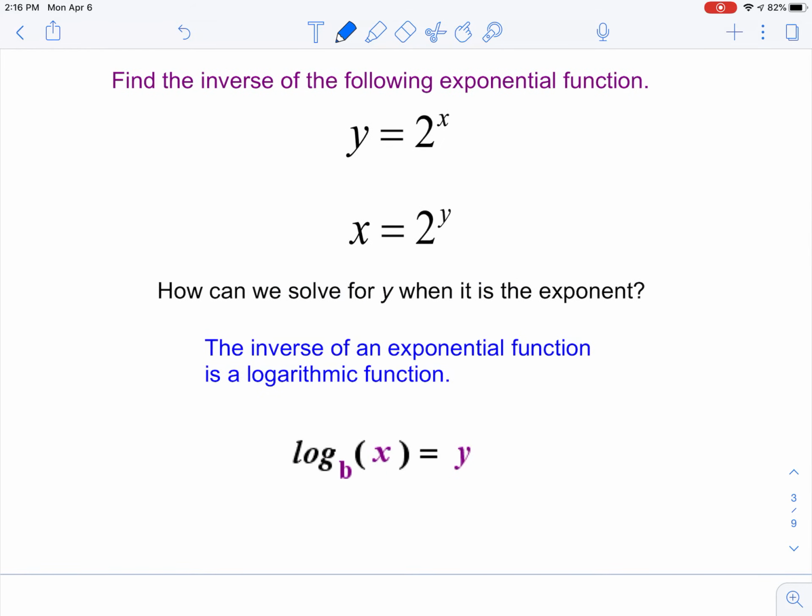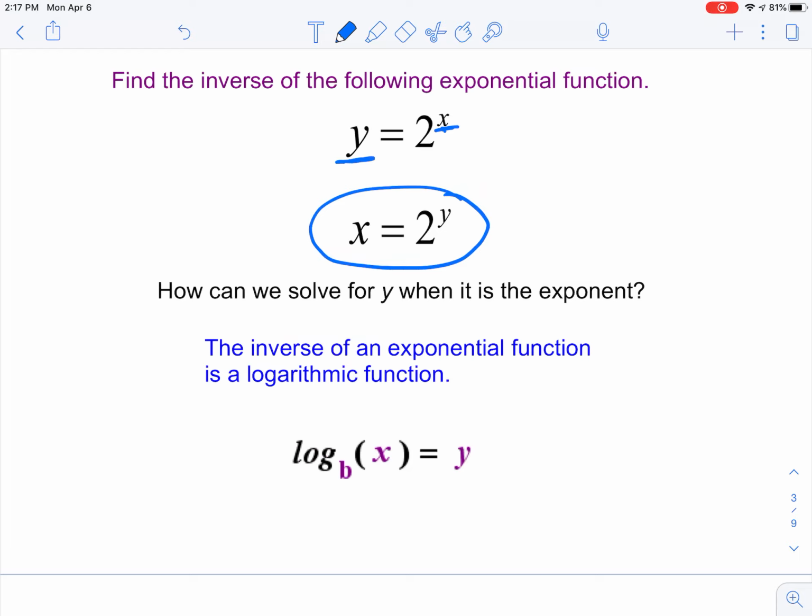So, what we're going to do today is find the inverse of the following exponential. Well, we know that we change the x and y values, right? So the x becomes a y and the y becomes an x. So we're stuck here and it's like, how do I get that exponent out of the exponent position? Because we have to solve for y. Well, what we do is we make a logarithm. And here's what a logarithm looks like. It's log with a base b of x equals y.